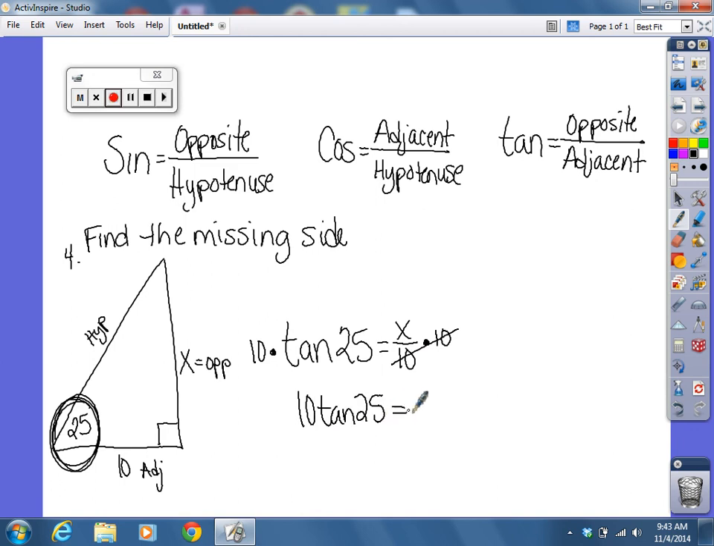And I can take my answer that I've got, 10 times tan of 25, and put it in your calculator and get an answer. And I do not have a calculator with me. We talked about how to put that in your calculator. It's nothing more than hitting the 10 times the tan button and 25, and that'll give you an answer. All right, then you need to think about that answer. So hold on just a second. Let me get a calculator.